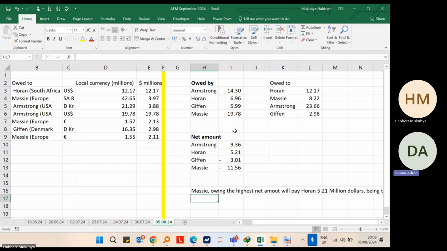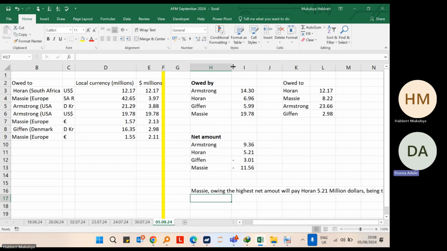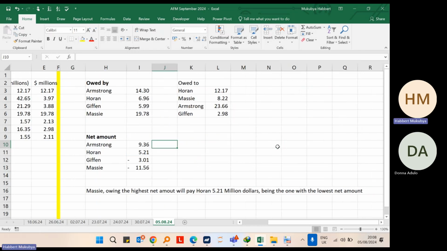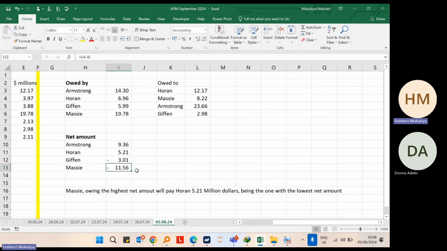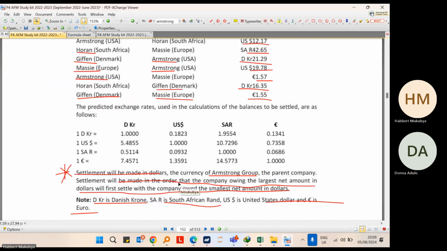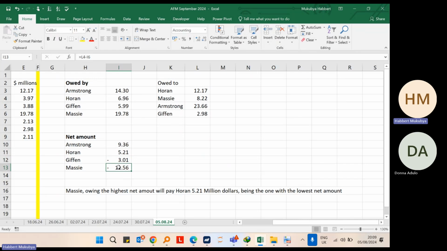I beg your pardon. So we have said that Massey is the one which has the highest payable, and Horan is the one which has the lowest receivable. And the statement here says that the payment is made in order that the company owing the largest net amount in dollars will first settle with the company owed the smallest net amount in dollars. Which means that Massey will first pay Horan. Okay, so Massey pays Horan.